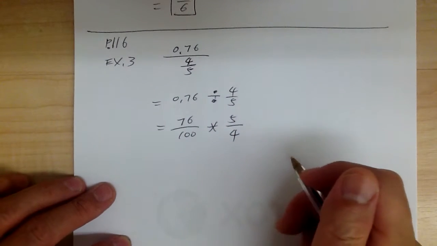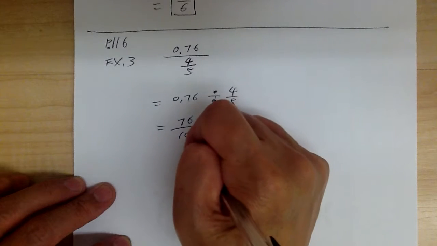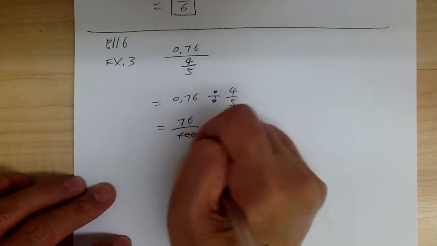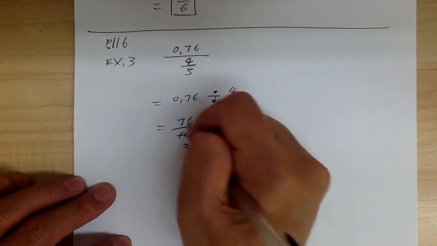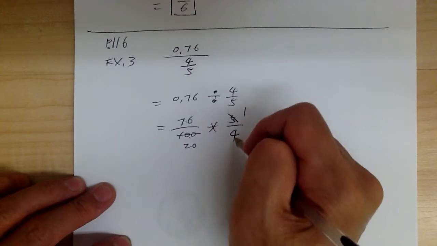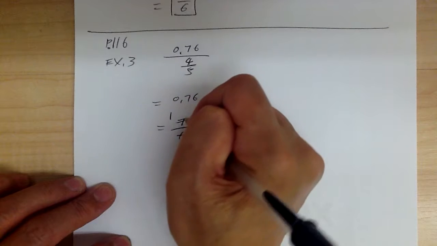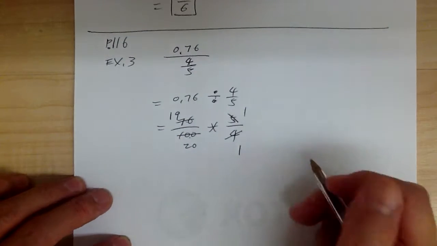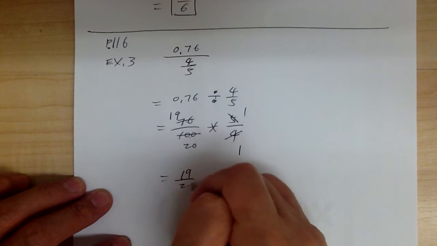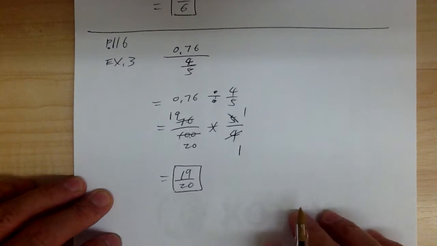And division changes into multiplication, and you flip it over. So now you can go and cancel things out. 5 and 100, you can divide by 5, so you get 1, you get 20. This one, both of these, you can divide by 4. So divide by 4, you get 1. Divide by 4, you get 19. Okay, so you get 19 over 20, and that's your answer.